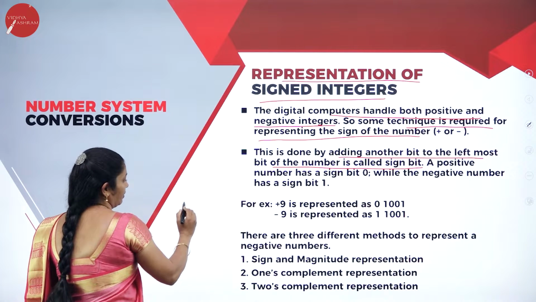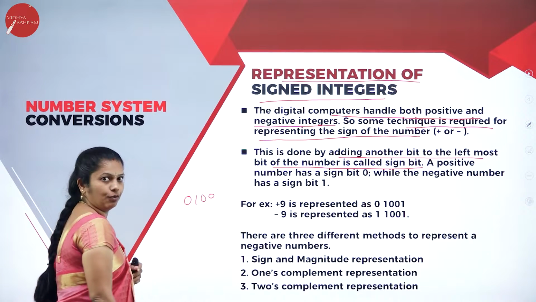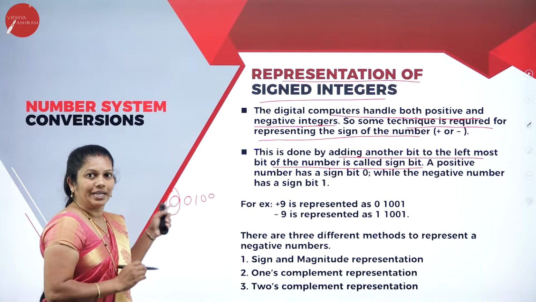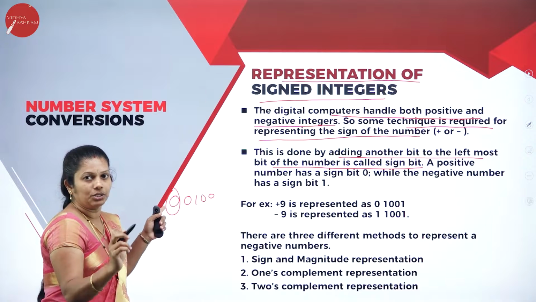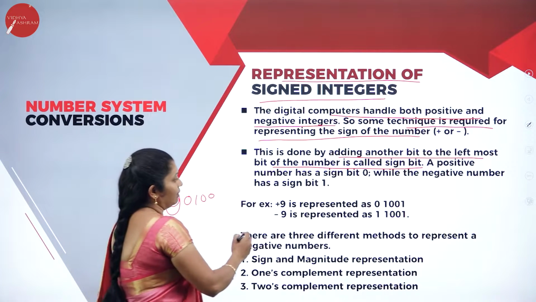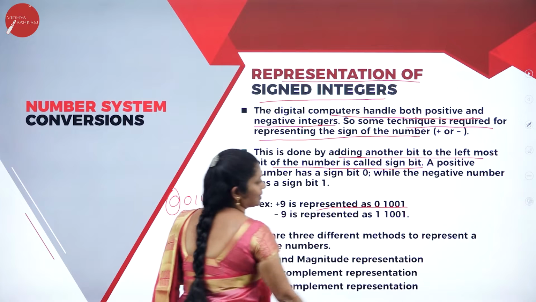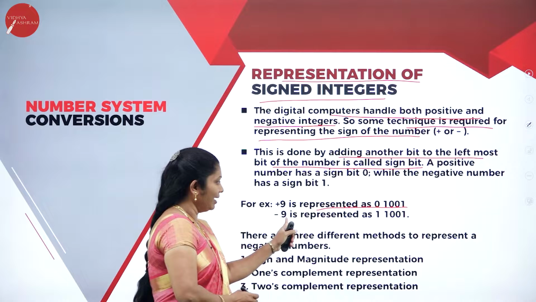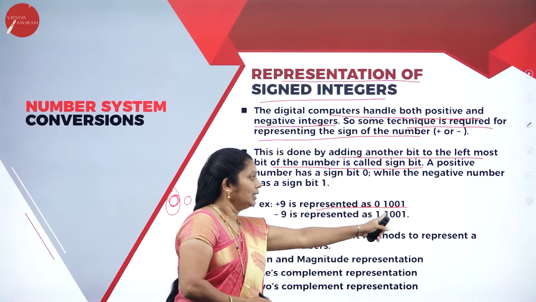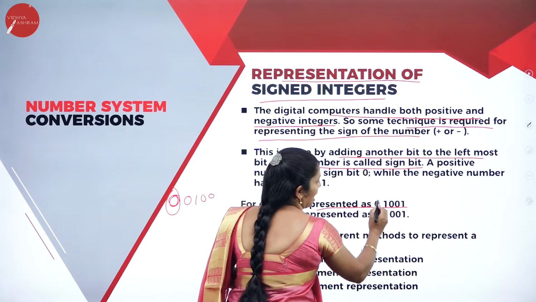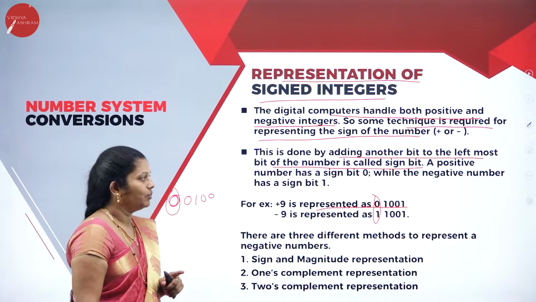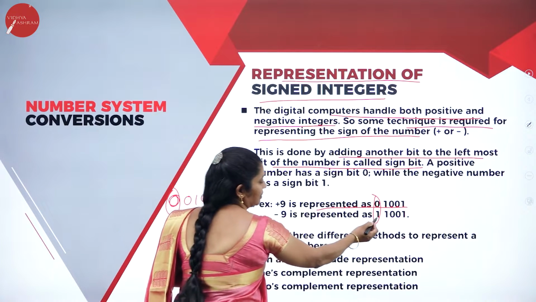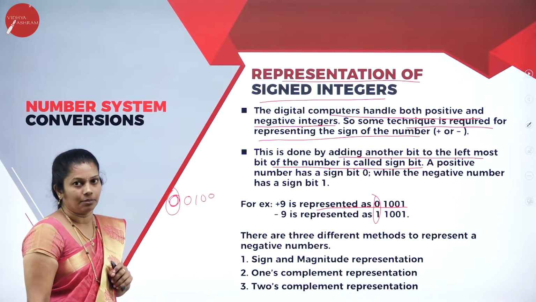Consider, for example, 0 1 0 0 represents 4. One more bit at the left side you have to add. Whether it's 0 or 1, depending upon that, we will identify whether it's a positive number or a negative number. For example, plus 9 is represented with a 0 at the front. If it is minus 9, it can be represented as 1 1 0 0 1. This leftmost digit represents the sign bit. If it is 0, it is a positive number. If the sign bit is 1, then it's a negative number.